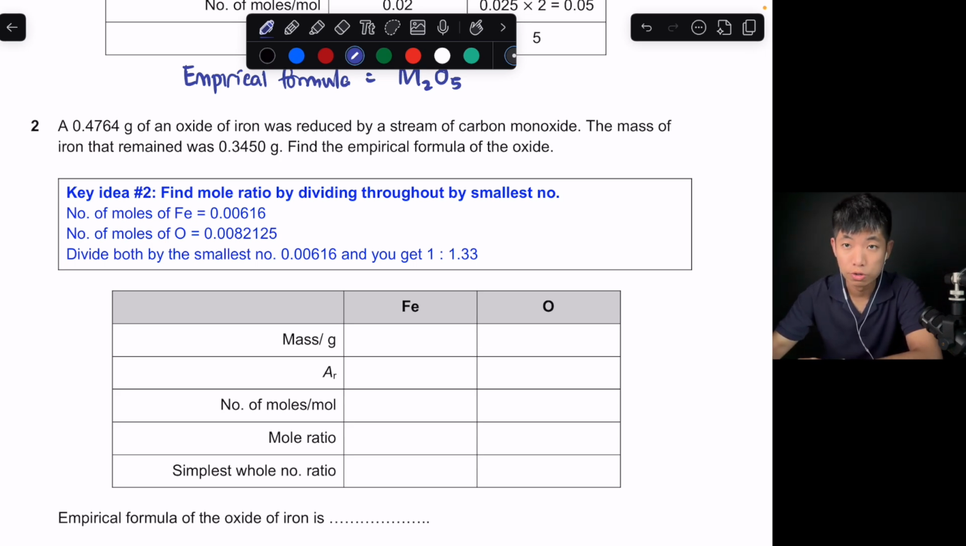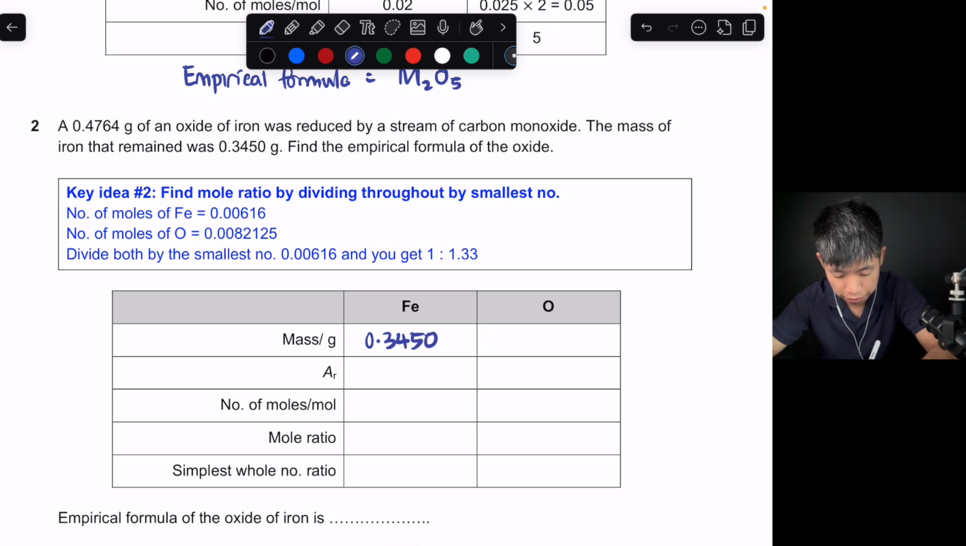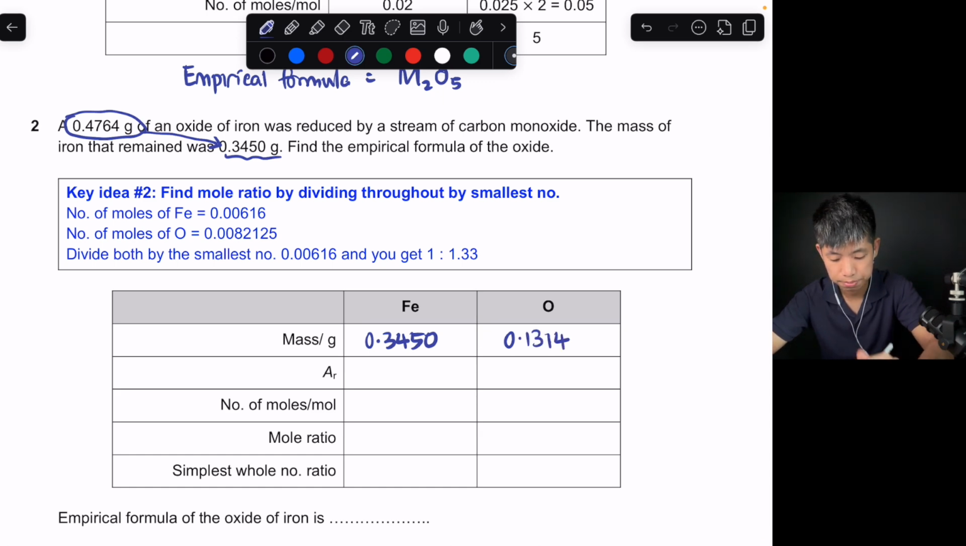So likewise, we draw a table and we have the individual steps, always starting with mass. The mass of iron is 0.3450. My initial mass was this. I'm removing the oxygen away. So the difference in mass is the mass of oxygen, which I subtracted. 1314. Check the periodic table for these values.